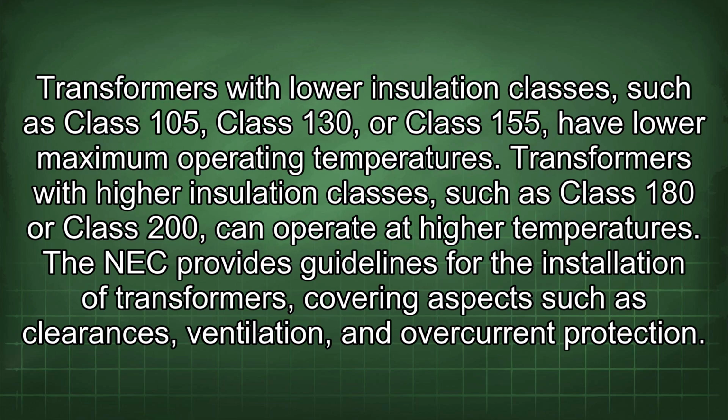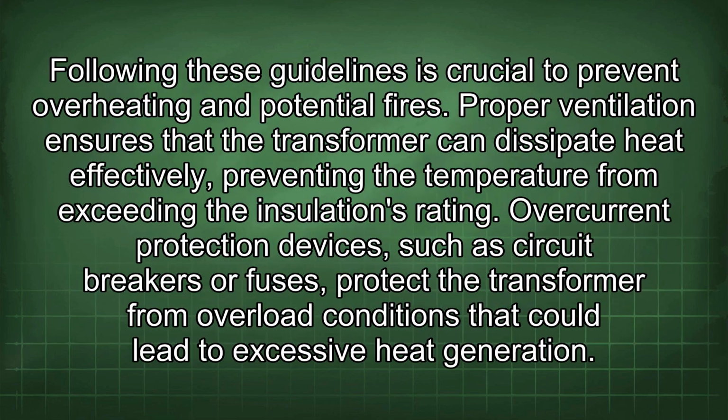The NEC provides guidelines for the installation of transformers covering aspects such as clearances, ventilation, and overcurrent protection. Following these guidelines is crucial to prevent overheating and potential fires. Proper ventilation ensures that the transformer can dissipate heat effectively, preventing the temperature from exceeding the insulation's rating. Overcurrent protection devices, such as circuit breakers or fuses, protect the transformer from overload conditions that could lead to excessive heat generation.